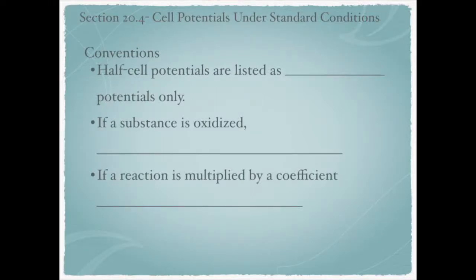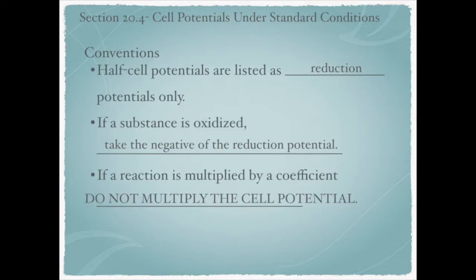And so really quickly as a review, the half cell potential is always going to be listed as the reduction potential. And remember, if you want to determine the cell potential for something that's being oxidized, you simply take the negative of the reduction potential. And the last piece of information is if a reaction is multiplied by a coefficient, you do not multiply the cell potential. This isn't really an issue yet because we haven't worked with some concepts where you do multiply or raise values based on coefficients. But for these, you ignore the fact that you are multiplying them by a coefficient.